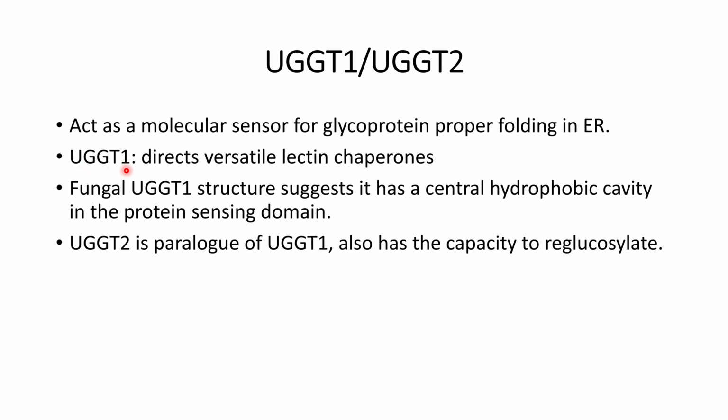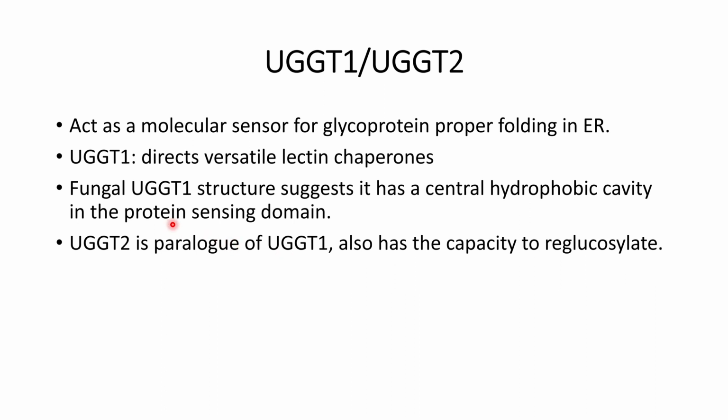And people have identified that UGGT1 works on different kinds of proteins, and it works with different kinds of lectin chaperones. This has been studied using the fungal UGGT1 structure, which suggests that the protein sensing domain of UGGT1 has a hydrophobic cavity, so it can interact with the hydrophobic section of the protein and determine whether it has acquired its native form or not.